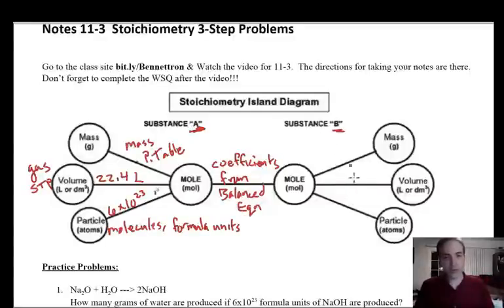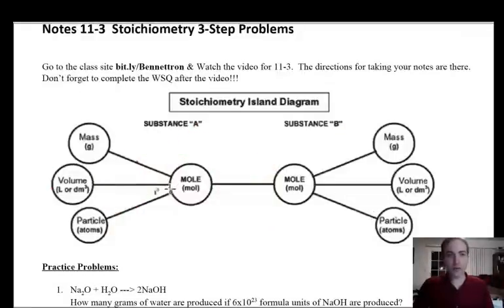Now, I don't need to fill these in. These values here, or these values that we would use to do the conversion, are the same as over here. So for mass, to get to mass, we would use the periodic table. To get to volume, 22.4, and to get to particles, 6 times 10 to the 23rd. Alright, so that kind of reviews the diagram that we looked at yesterday.